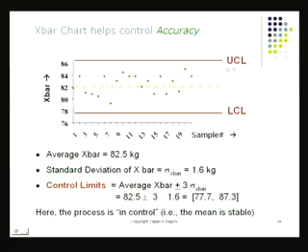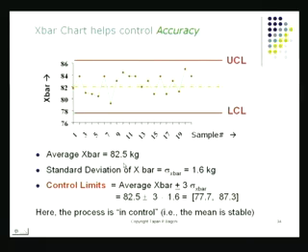So for that, I need the formula for UCL and the formula for LCL, the upper control limit and the lower control limit. How do I do that? It's not that difficult. All I need is a couple of quantities, and the quantities shown here are the average X-bar, that means a long range average of X-bar. And in our case, that turns out to be 82.5 kilograms.